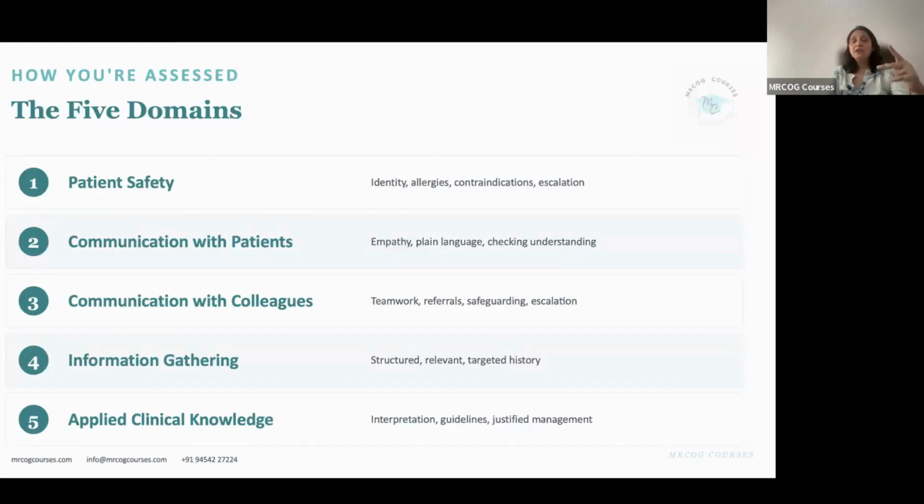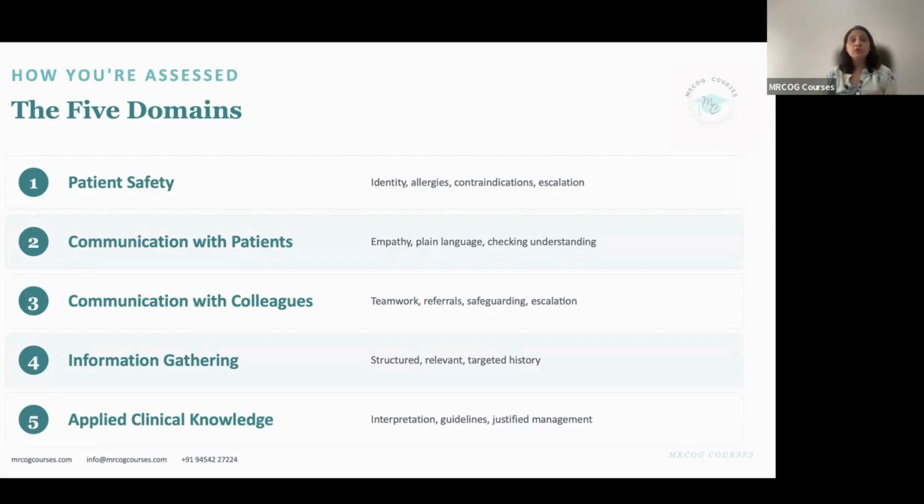Communication with the patients. Does that patient feel comfortable to come back to you if he has to come next time to this doctor? Is he comfortable? So that is communication with the patients. Communication with the colleagues. You alone cannot do everything. You need teamwork. Teamwork is a must. So who all you are going to involve and how you are going to make it safe for the patient. That is what communication with the colleagues is looking for.